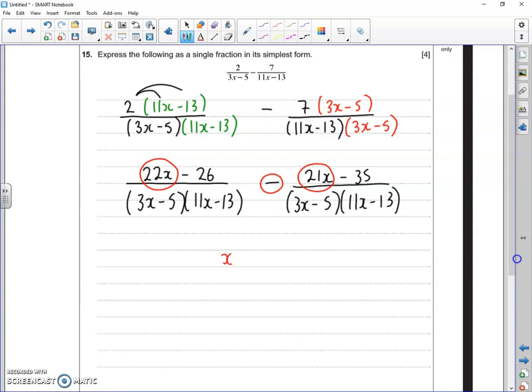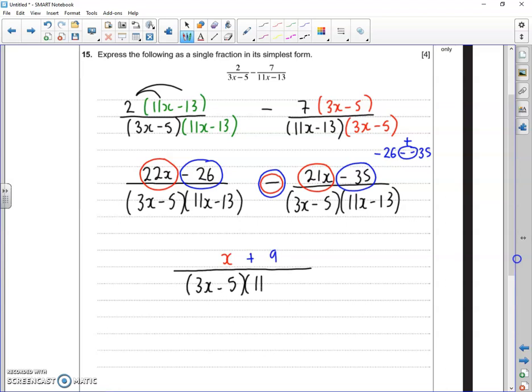And then we've got minus 26 take away minus 35. If I actually wrote that out, these two would become an add, because they're right next to each other. Minus 26 add 35 is plus 9. And then our denominator, and we're finished then, 3x minus 5, and then 11x minus 13. If we were solving this, if it had an equals something by there, you'd have to bring that up, multiply it all out and do some solving. But we're not doing that. All we were asked to do was to simplify. So we're done. That's question 15.